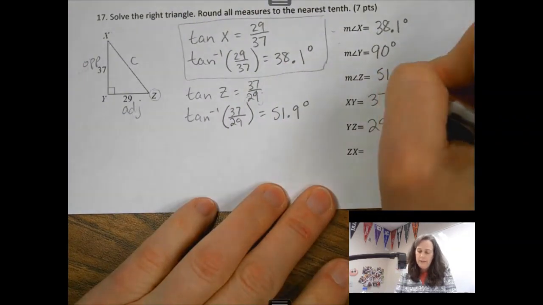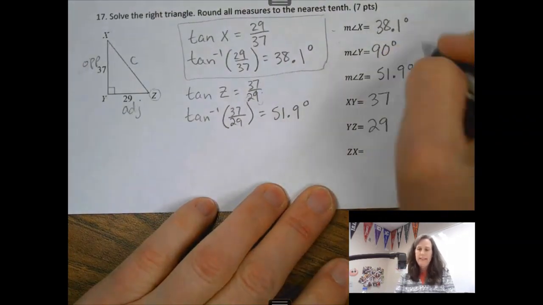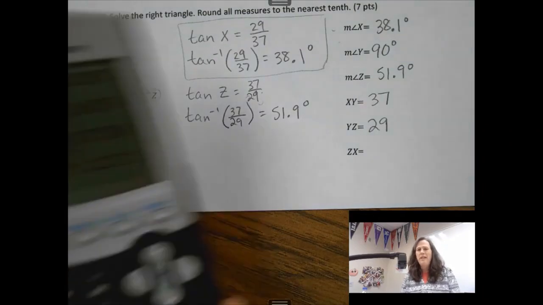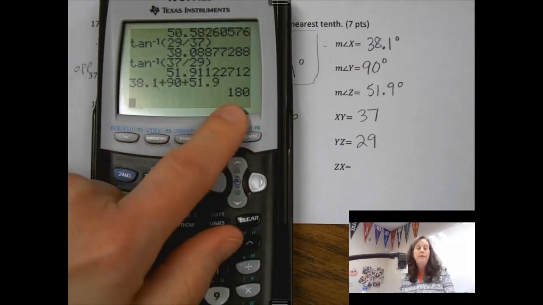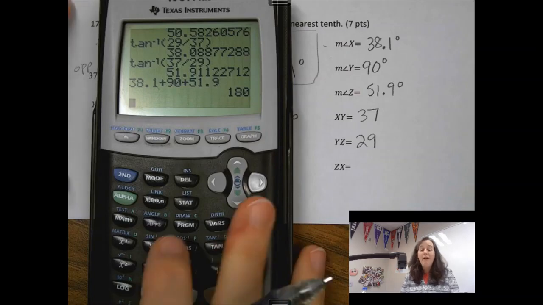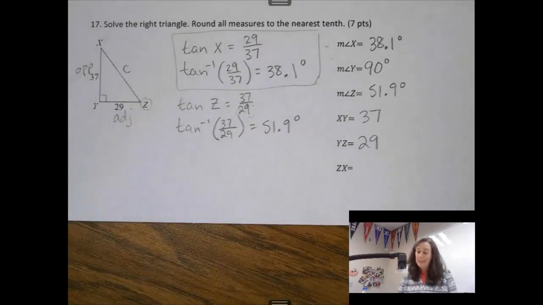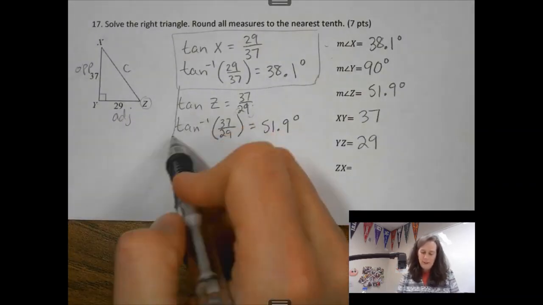51.9. And you know, it's always a good idea, once you've got the 3 angles, add them and make sure it's 180. 38.1 plus 90 plus 51.9. Let's see. Oh, good. Then you feel pretty confident that you got that right, because there should be 180 degrees in your triangle.